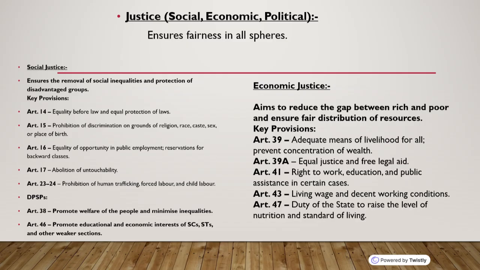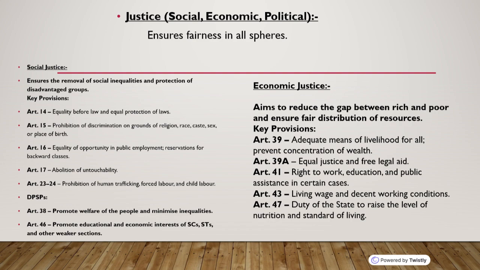So adequate means of livelihood for all, prevent concentration of wealth. We discussed it earlier. So we'll be discussing all these articles one other time, when we'll be studying the respective parts of the constitution in which they're enshrined. So for Article 14, we'll be studying in the fundamental rights, Part 3 of the constitution. We'll be studying it very deeply. So for now, I'm making you understand in very simple terms.